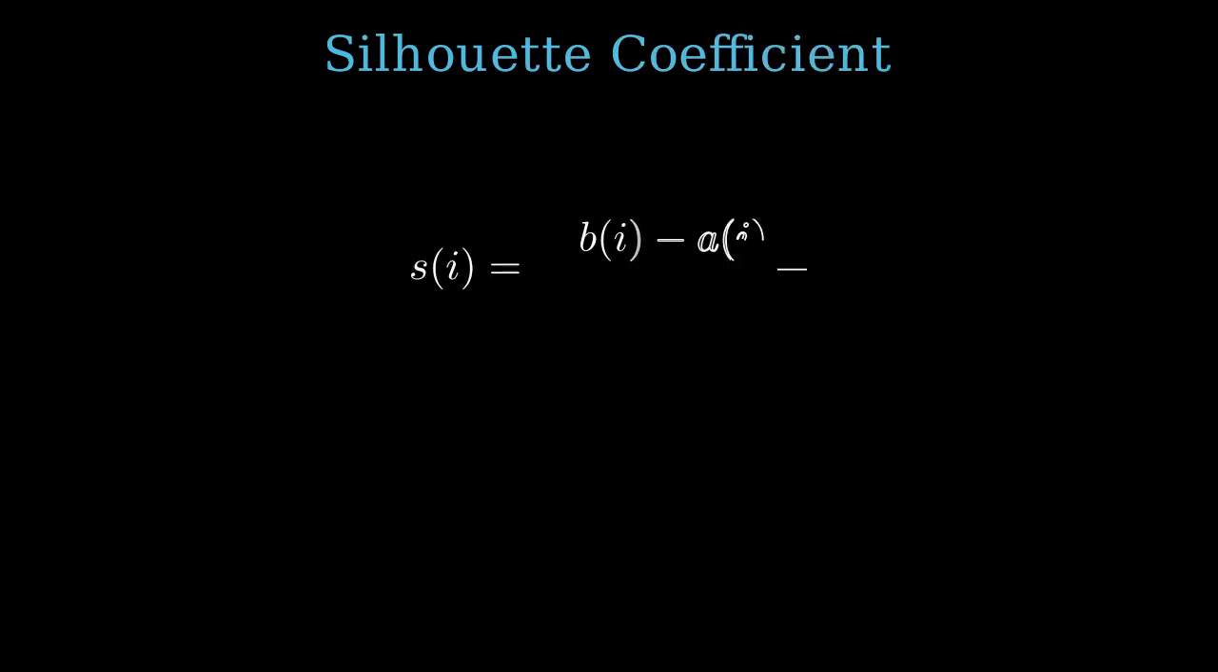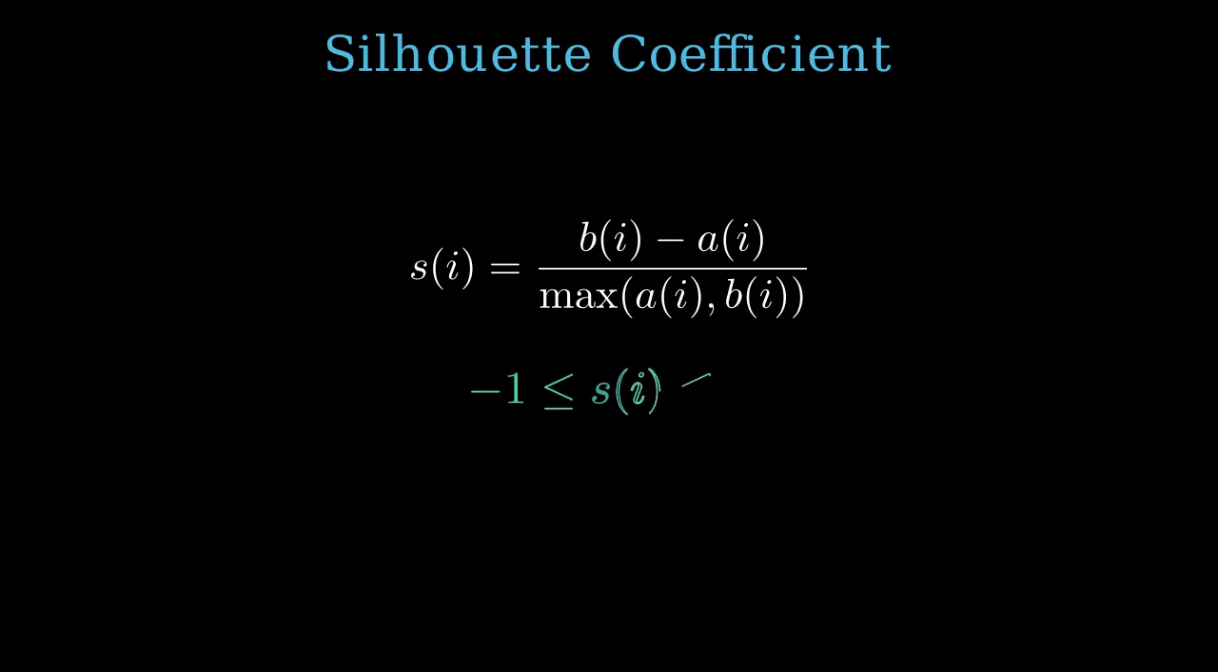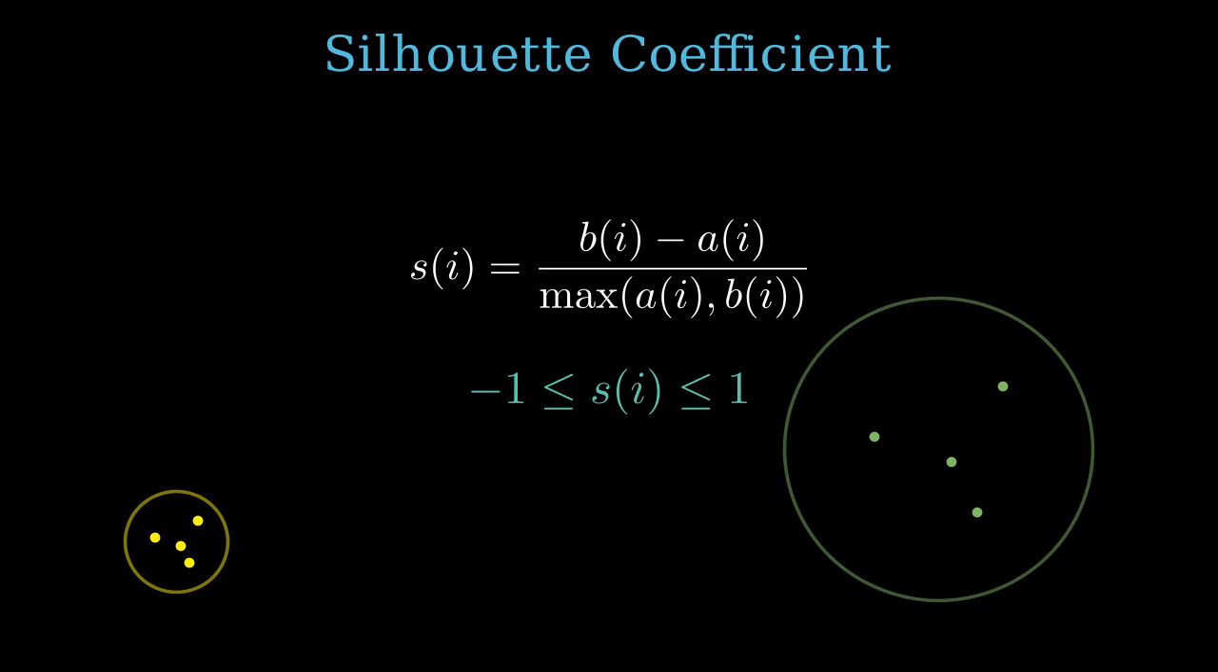The silhouette score for an individual point is calculated as B minus A, divided by the maximum of A or B. By dividing by the larger of the two values, we normalise the result, ensuring the final score always falls between -1 and +1. This normalisation allows us to compare the quality of clusters across different data sets, regardless of the actual distance scales involved.